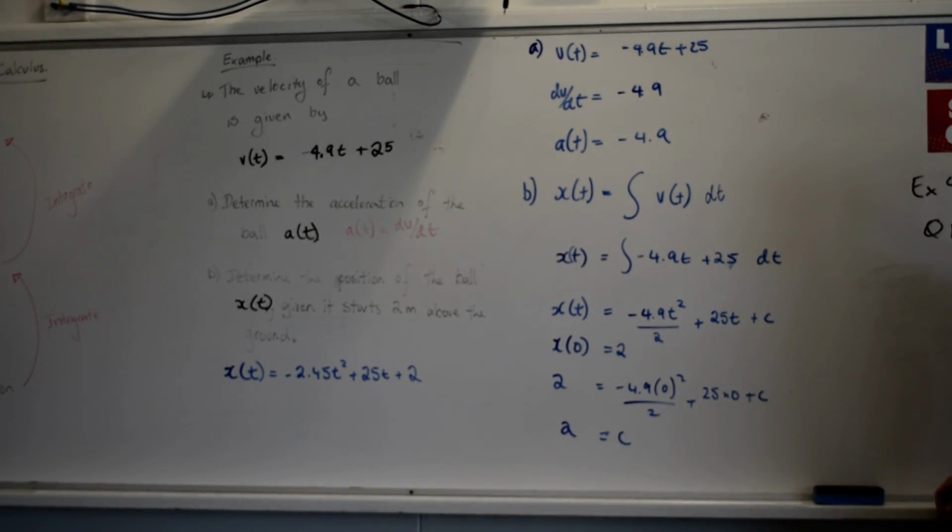They might say determine the time when the ball hits the ground. How do I do that? Let x(t) equal 0 and solve for t. How many solutions would you expect? 2, because it's a negative quadratic, correct? What's one of them going to be? 0.